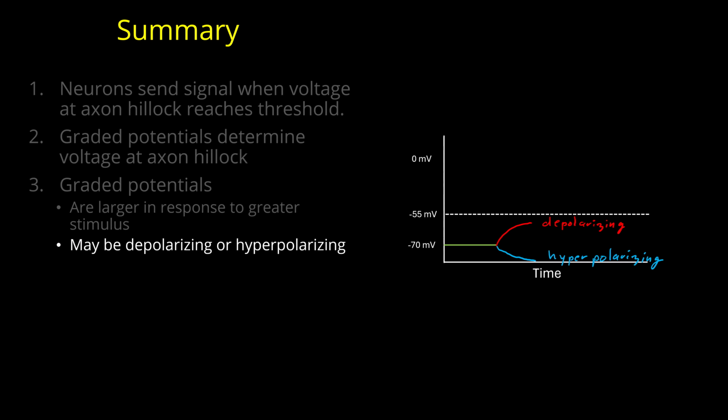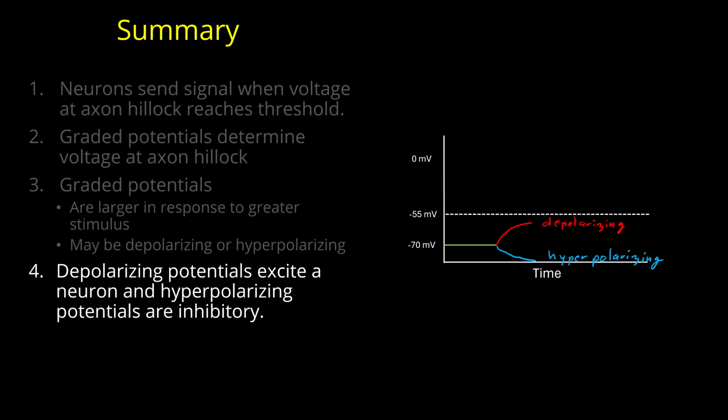A graded membrane potential that raises voltage inside the cell is called excitatory because it makes it more likely the neuron will fire an action potential. A graded membrane potential that makes the inside of the cell more negative is called inhibitory because it reduces the likelihood a neuron will fire an action potential.